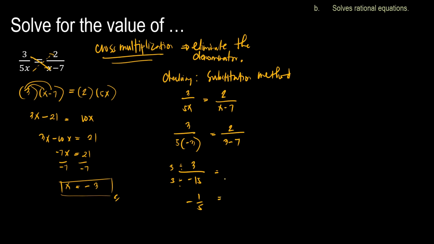So let's go to the right hand side of the equation. We will have 2 over, since our x is negative, negative 3 minus 7 will give negative 10. What is the greatest common factor of 2 and 10? We will have 2. So 1 over negative 5. Since both sides are equal or identical, therefore the root is negative 3. Another term for root is solution of the equation, of the rational equation.